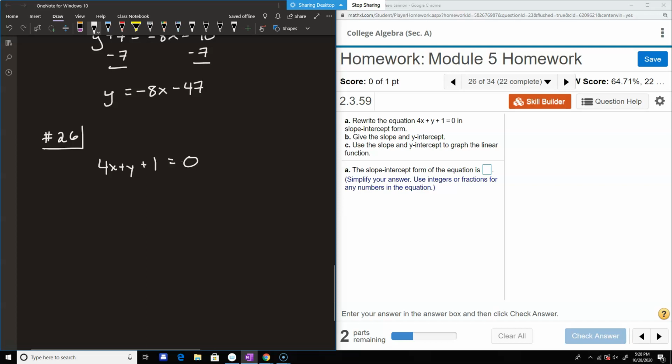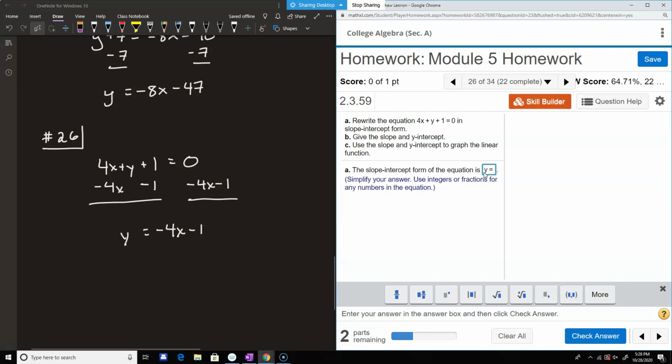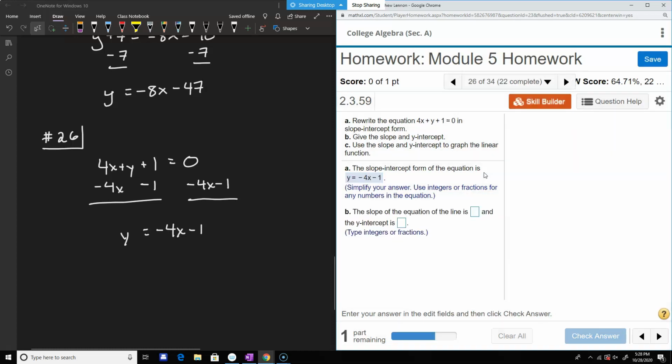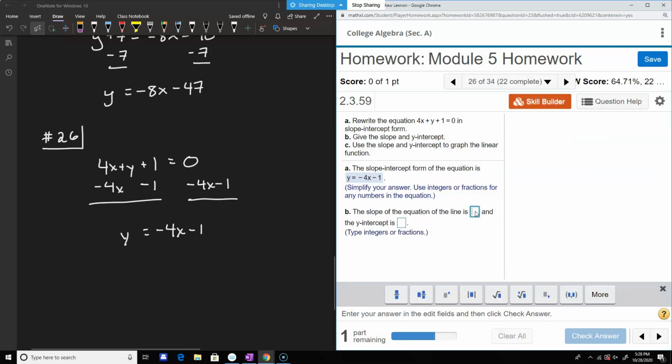Anytime it says rewrite in slope-intercept form, all you have to do is expand and then solve for y. This is already expanded, so all you have to do is subtract 4x and subtract 1 on both sides, and we have the equation in slope-intercept form. So we have y equals -4x minus 1. And again, the slope is just identified there, the number next to the x, the -4. The y-intercept is the constant value of -1.